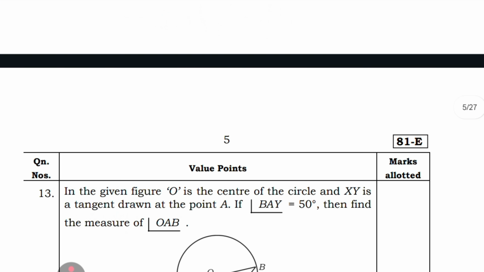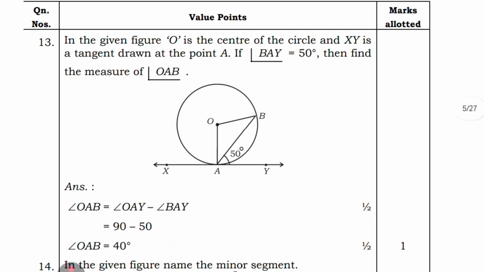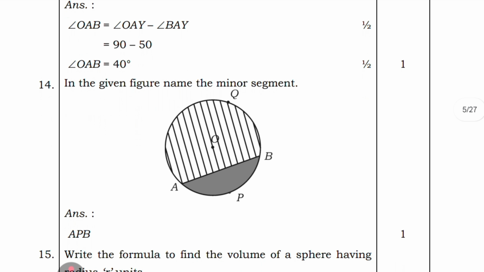And coming to the 13th question, in the given figure O is the center of the circle and XY is the tangent drawn at the point A. If angle BAY is equal to 50 degrees, then find the measure of angle OAB. Here the answer is OAB is equal to 40 degrees. How they have solved, you can see by the method.